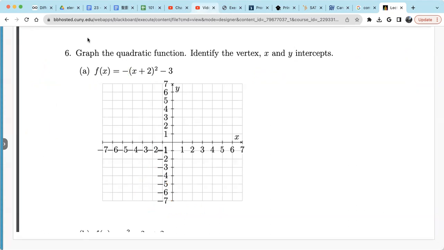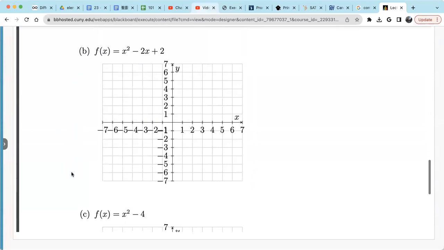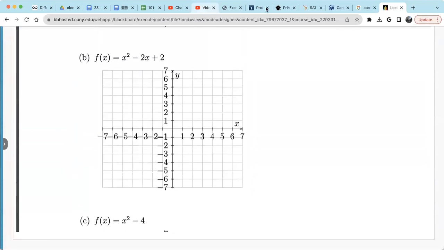Now let's see B. B has a standard form. So in B, we have standard form, and we're able to tell the y-intercept right away.